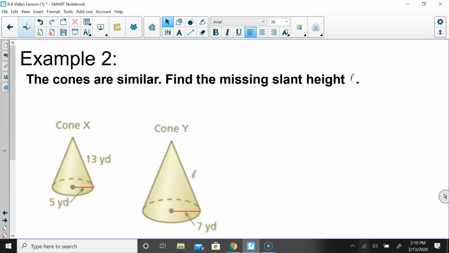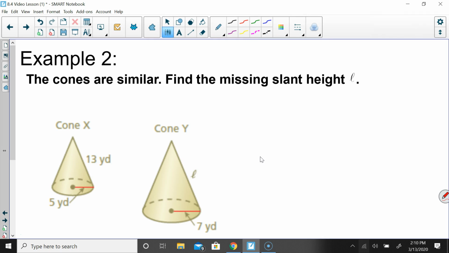Next. In example 2, it shows that the cones are similar. So it tells you they're similar already, and we just need to find the slant height. The slant height is the diagonal or the hypotenuse of this center triangle. It's the slant height, not the actual height of it. Okay. But since it says they're similar, we can set up a proportion.